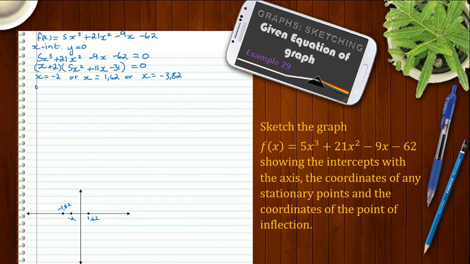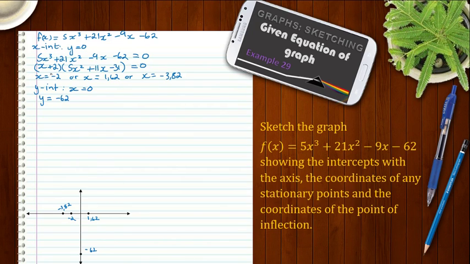Now we need to find the y-intercept, and that we simply do by setting x equal to 0 and solving, and then we get y equals negative 62. Plotting that on the graph, we get, over here, negative 62.